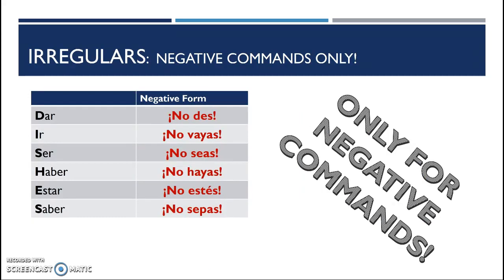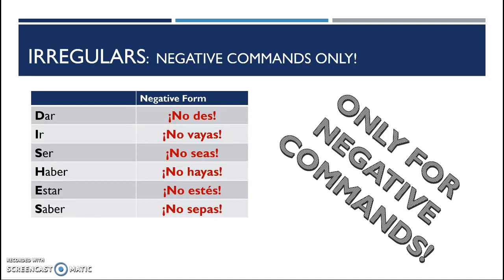Let's first talk irregulars. Irregulars form the acronym DISHES. Dar, ir, ser, haber, estar, and saber. Now these irregulars are irregular only because that yo form doesn't exist with a simple O to drop. Doy, voy, soy, their yo form does not lend itself to the three simple steps we just saw. So these verbs just have a straight up irregular form.